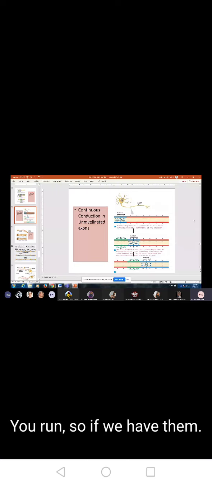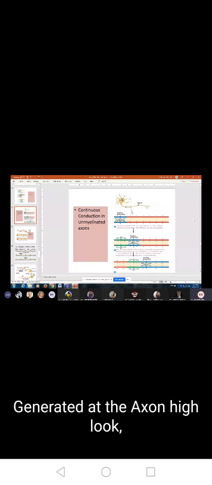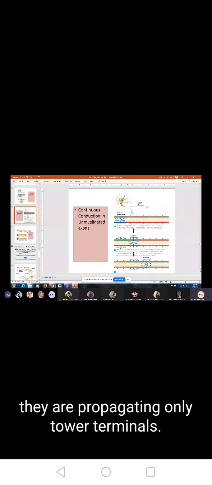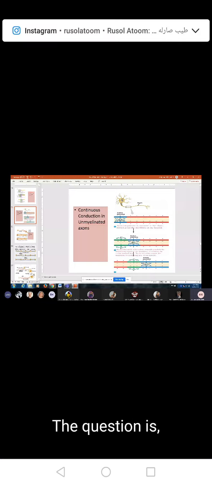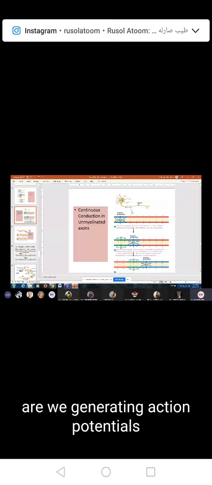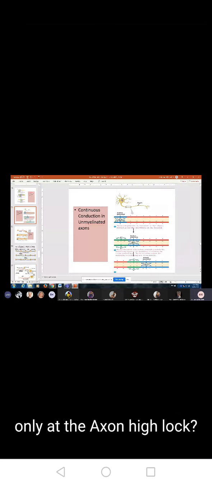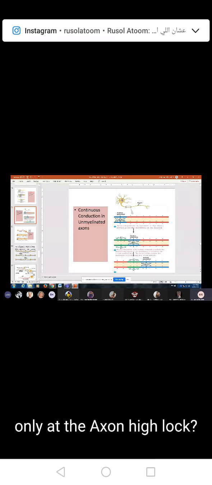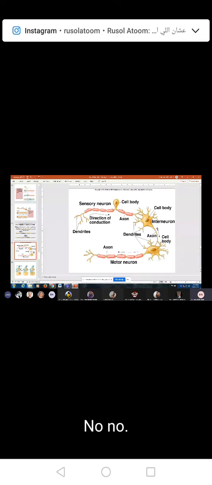So if we have them generated at the axon hillock, look, they are propagating only toward the terminals. The question is, are we generating action potentials only at the axon hillock? No.